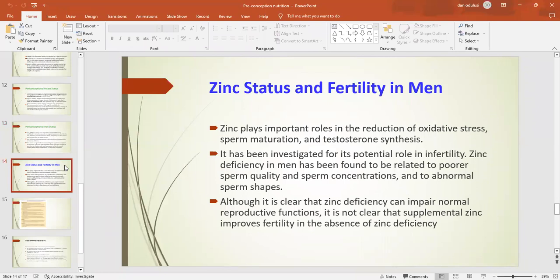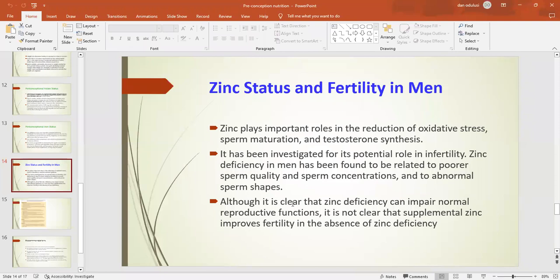Zinc status and fertility in men. Zinc plays an important role in reduction of oxidative stress, sperm maturation, and testosterone synthesis. It has been investigated for its potential role in infertility. Zinc deficiency in men has been found to be related to poorer sperm quality and sperm concentrations and to abnormal sperm shapes. Although it is clear that zinc deficiency can impair normal reproductive functions, it is not clear that supplemental zinc improves fertility in the absence of zinc deficiency.